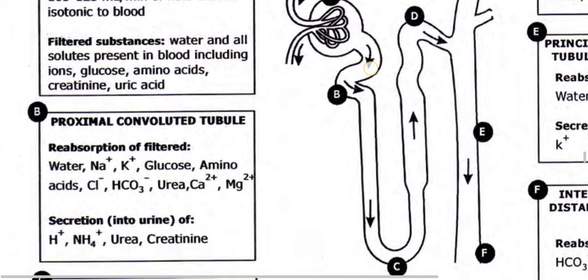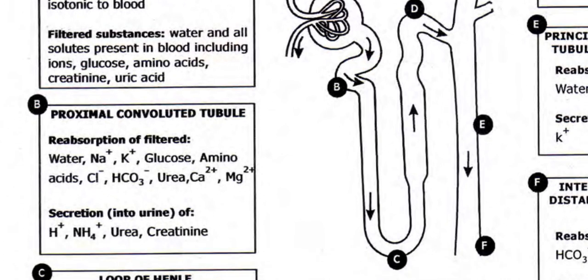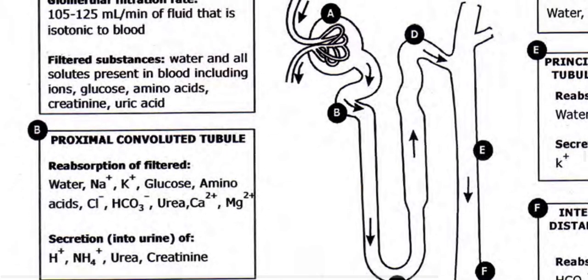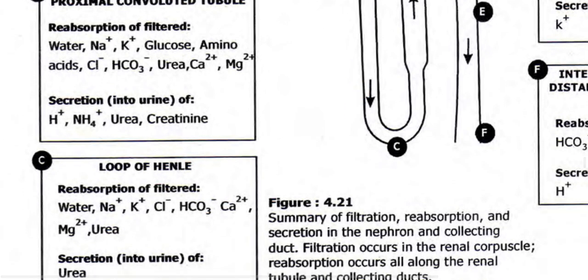Then next, proximal convoluted tubule. Reabsorption of filtered water, Na+, K+, glucose, amino acids, Cl-, HCO3-, urea, Ca2+, Mg2+, etc. Then secretion into urine of H+, NH4+, urea and creatinine. That portion secretes these contents like H+, NH4+, urea, creatinine into the urine. That is something happening in the proximal convoluted tubule, which is represented with the help of alphabet B in this picture. Later, loop of Henle.